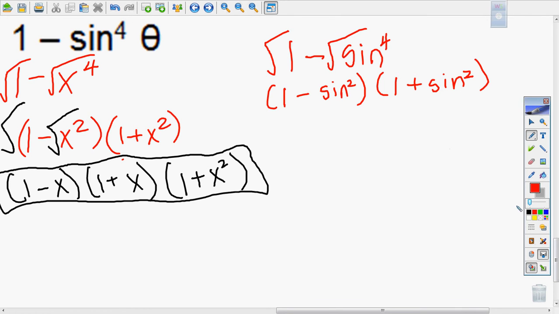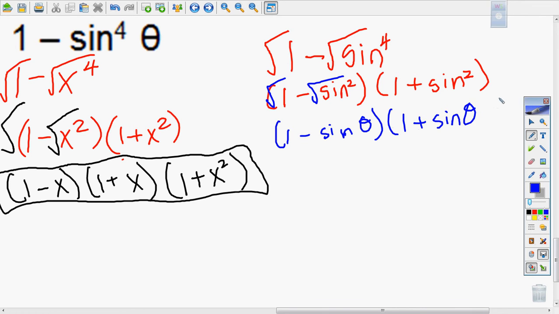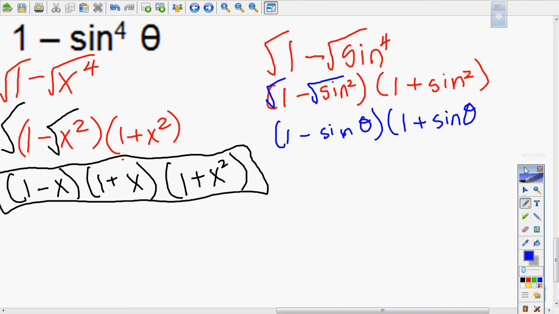Okay, can I break it down any more by using difference of 2 squares? Yeah. So I can break it down again. Square root of 1 is 1, square root of sine squared is sine theta. So 1 minus sine theta, and then plus sine theta, and then 1 plus sine squared. Perfect. And I'm just bringing down the 1 plus sine squared theta.